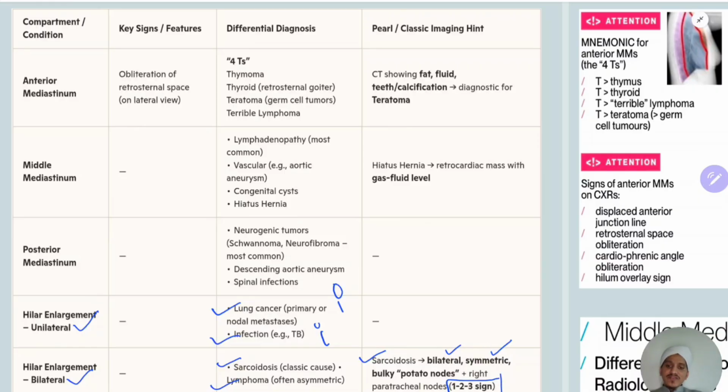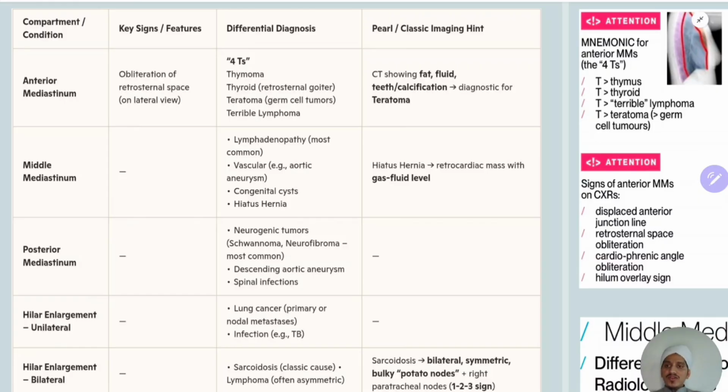And remember to differentiate between lymphoma and sarcoidosis. This word symmetric is important. In sarcoidosis, there is bilateral symmetric lymphadenopathy, whereas in lymphoma it is often asymmetric. Okay, that's all about the theoretical part, about the different compartments and what masses can be present in those compartments.